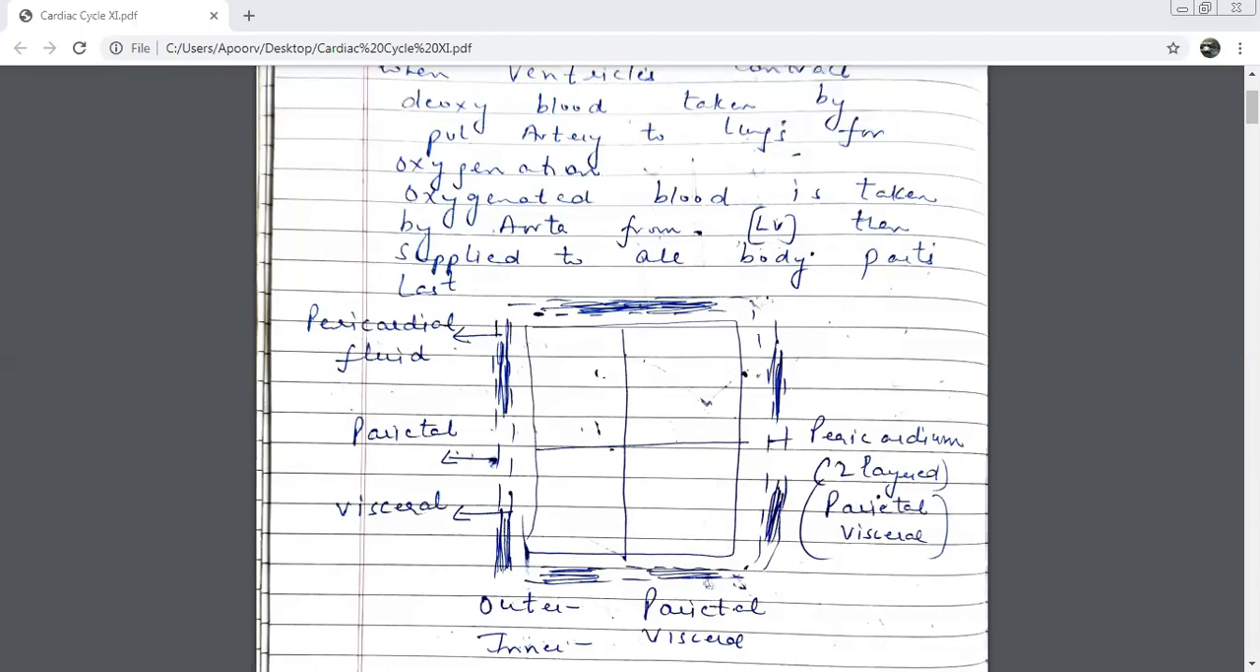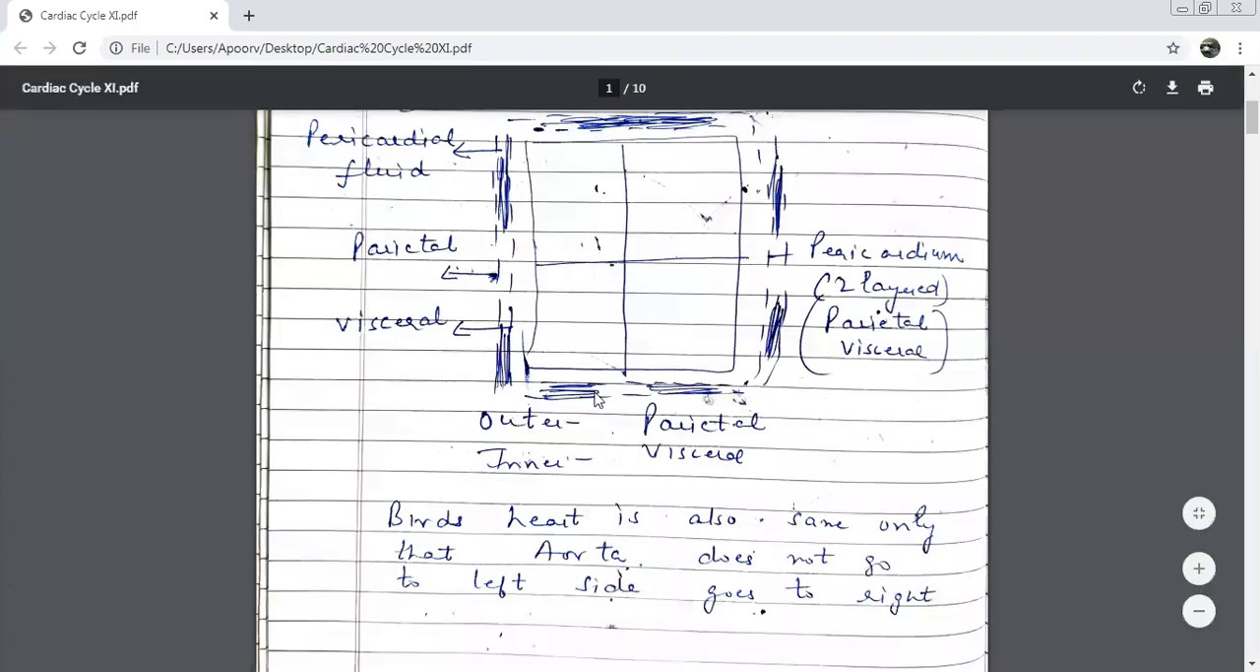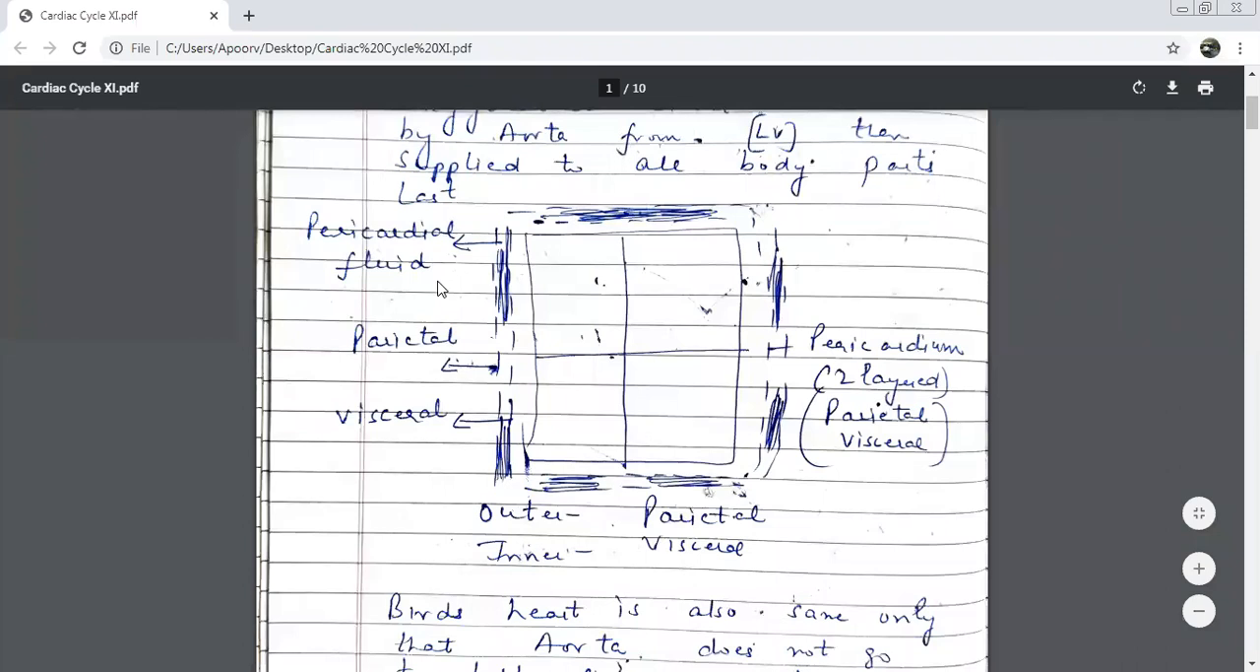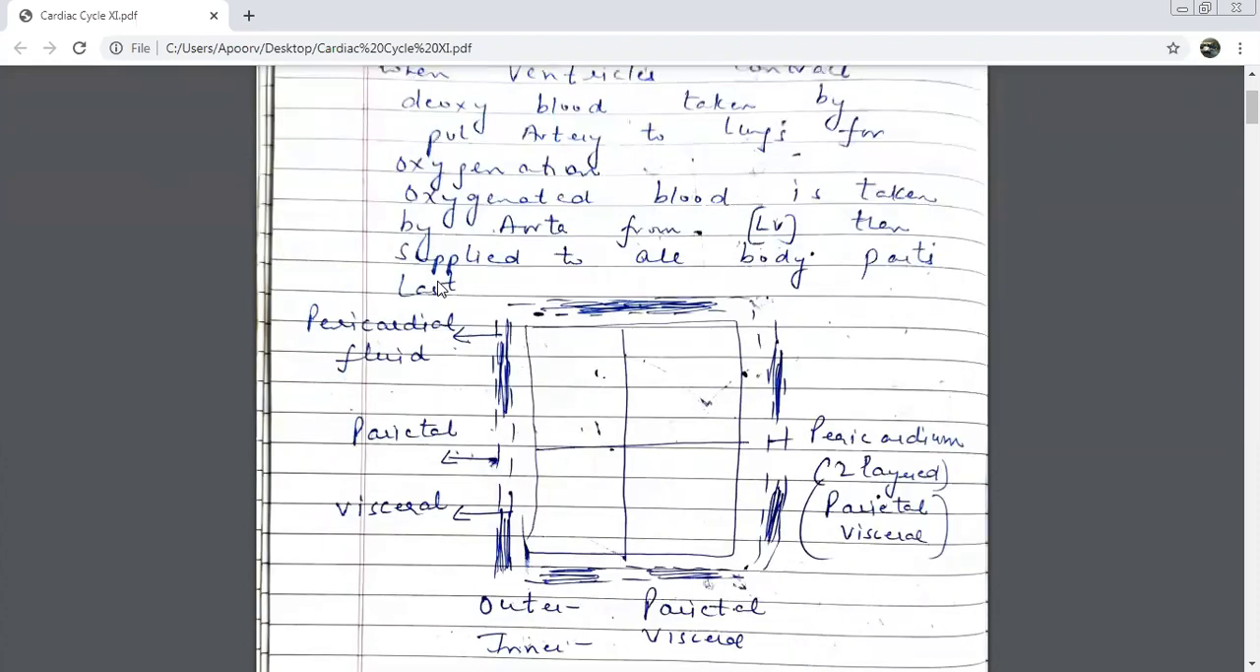Pericardium is also two layered. The outer one is known as the parietal layer and the inner one is known as the visceral layer. Now there is some space between these two layers, parietal and visceral, and fluid is filled inside, which is called pericardial fluid.